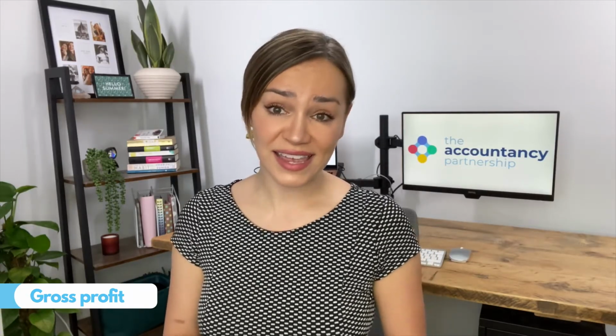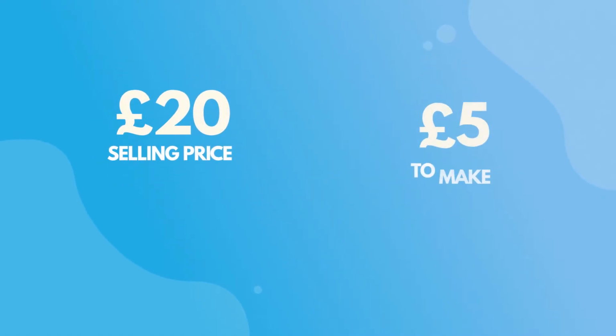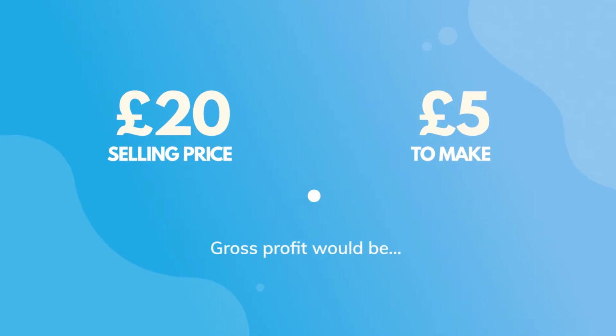Gross profit. This is a term which can often be confusing for people, but it's actually very simple. Gross profit is the total amount of money your business has brought in, minus the cost of any expenses directly related to what you have sold. For example, if you sell t-shirts for £20 and they cost you £5 to make, your gross profit would be £15.